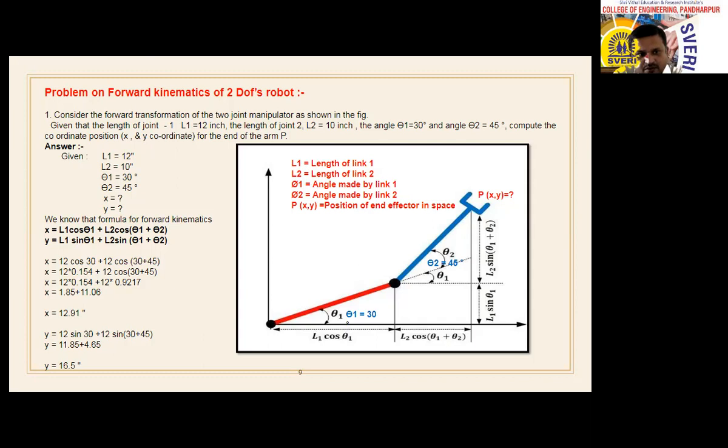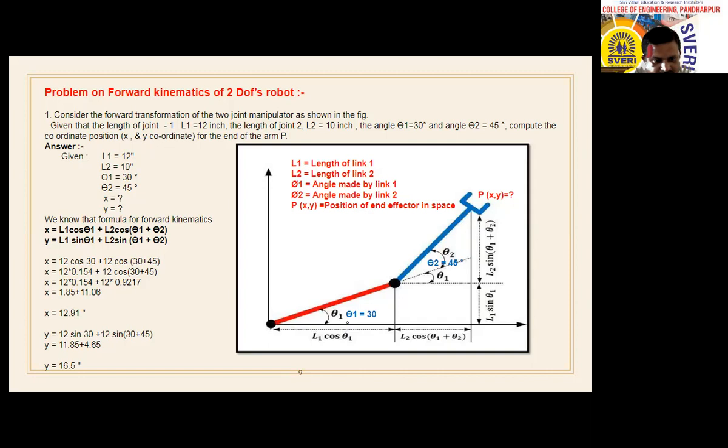Therefore, again, solution or answer. Given L1 is equal to 12 inch, L2 is equal to 10 inch, theta 1 is 30 degree, theta 2 is 45 degree. We have to find out x and y. We know the formula for forward kinematics: x is equal to L1 cos theta 1 plus L2 cos of theta 1 plus theta 2, and y is equal to L1 sin theta 1 plus L2 sin of theta 1 plus theta 2.